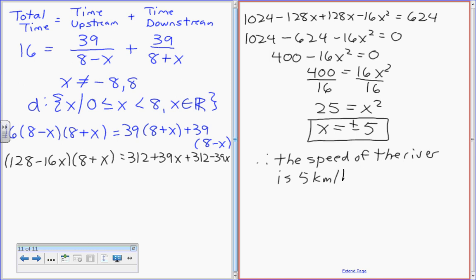And that's actually really scary. So guys doing that giant trip, if you can only go 8 and the river's going 5, good luck to you. That's going to be a very long ride home. It's going to be 16 hours: 3 hours with the river, because 39 divided by 13 is 3 hours with the river, and 13 hours against the river. It's going to be a long, difficult 13 hours.